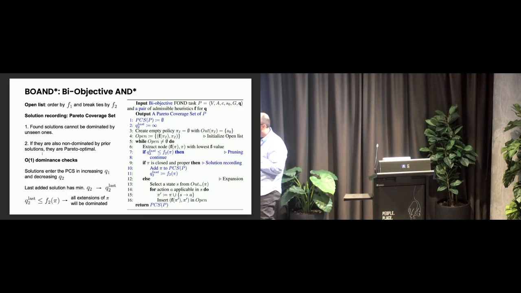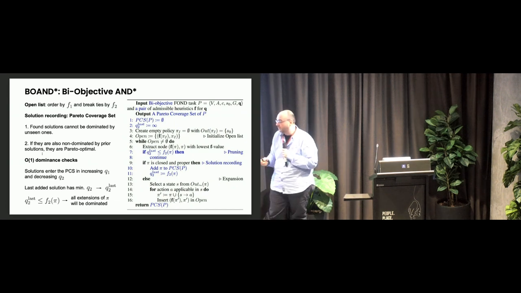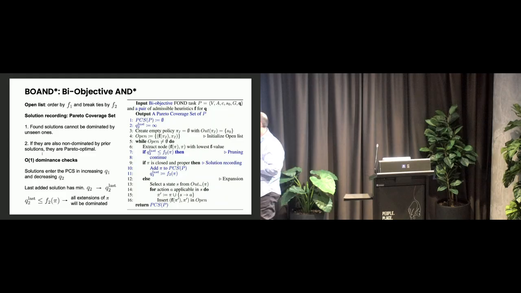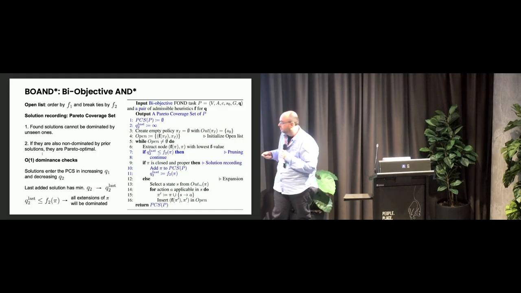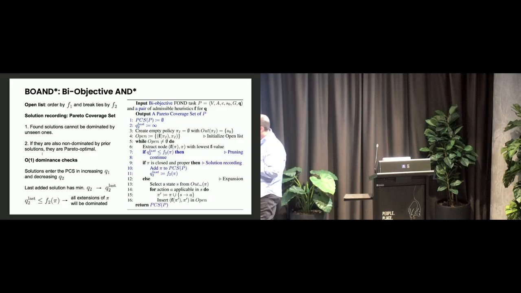So whenever we extract a policy from the open list, if this policy is equal or larger than this value that we are keeping track of, we know that that policy, if it is a solution, is dominated already by the solution set. If it is not a solution, all the extensions of this policy will be dominated by the current solution set. And in this way, we can populate this Pareto coverage set iteratively.